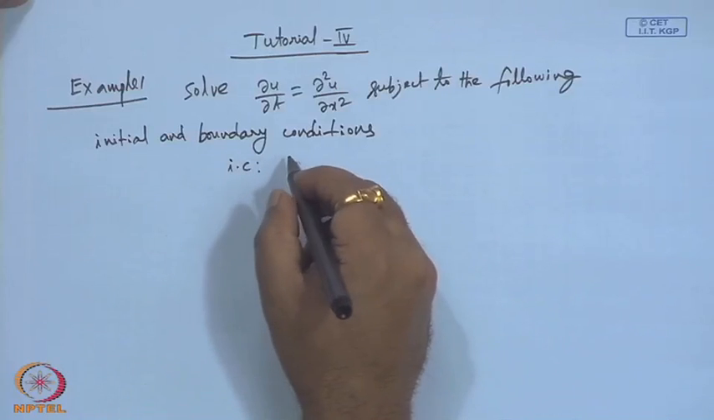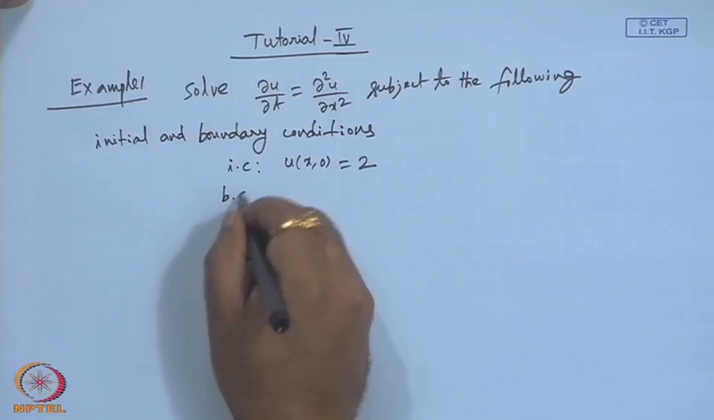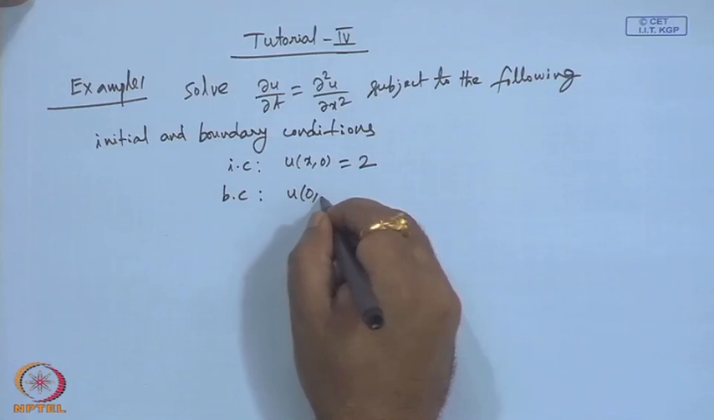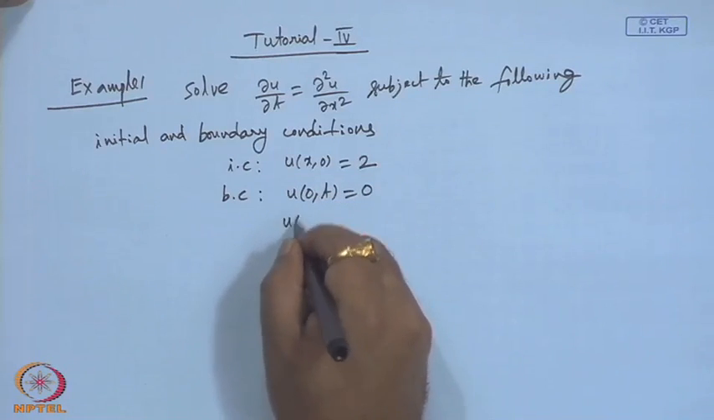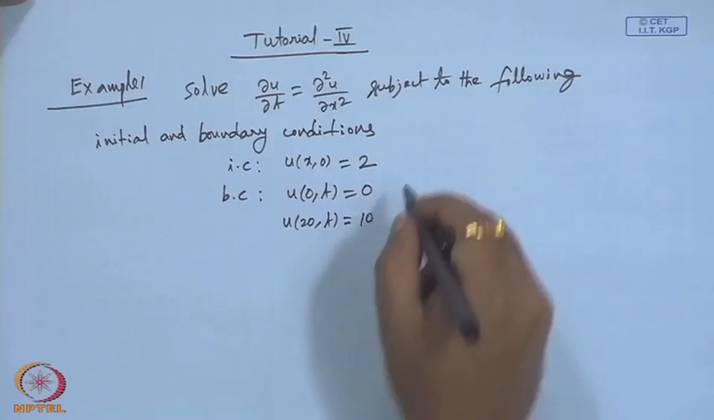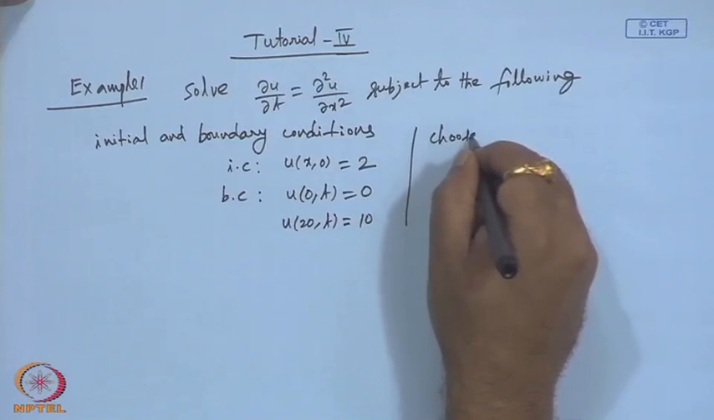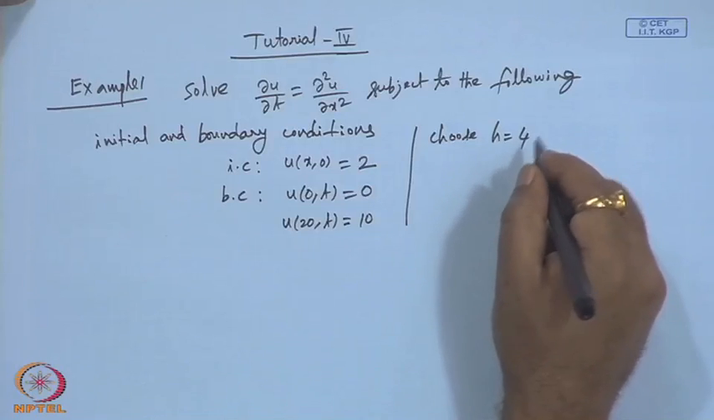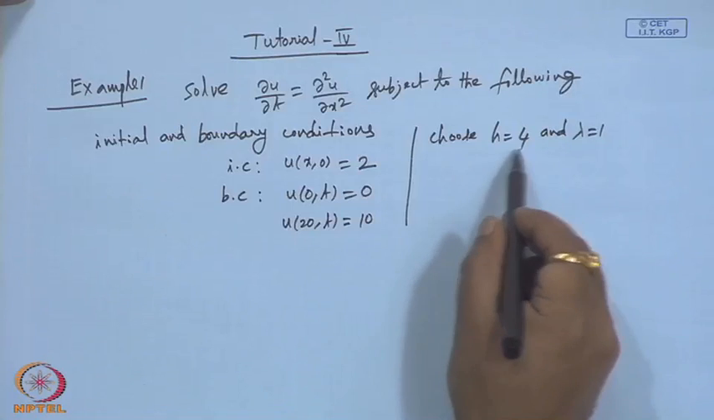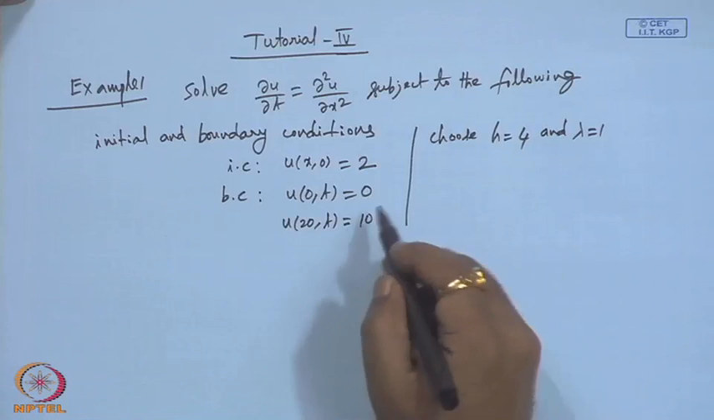So, initial conditions, boundary condition, and choose h equals to 4 and lambda equals to 1. This is for calculation sake. In general, we may not choose such a huge step size. Okay.